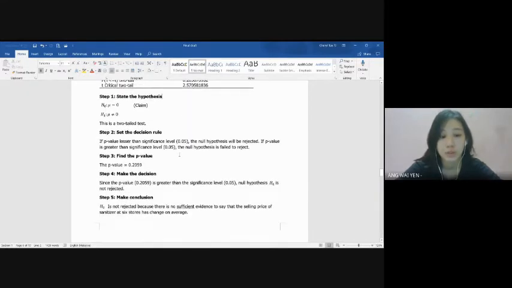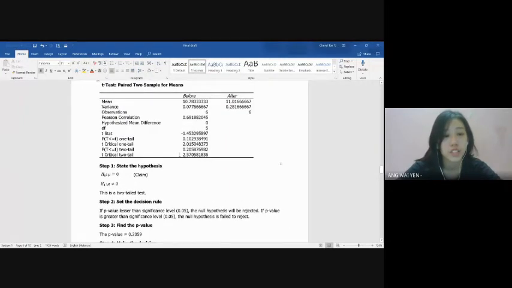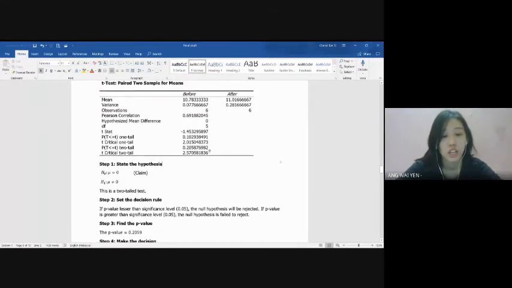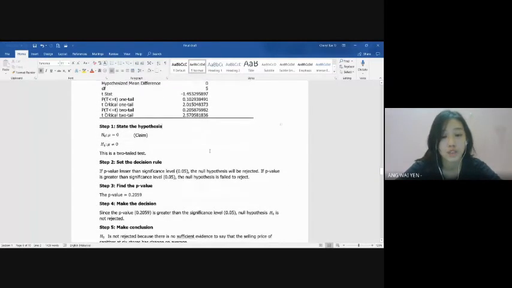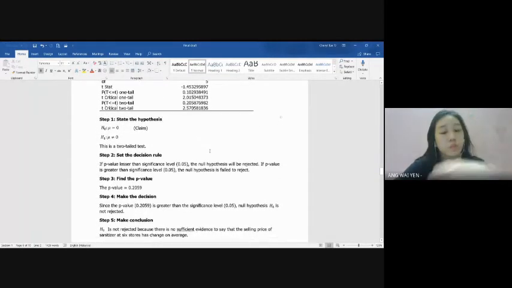Moving on to step 2, set the decision rule. If the p-value is less than the significance level 0.05, the null hypothesis will be rejected. If the p-value is greater than the significance level 0.05, we fail to reject the null hypothesis. Step 3, find the p-value. We can find the p-value from the Excel table just now, which is the two-tail test, 0.20587692. So this is our p-value for this question.